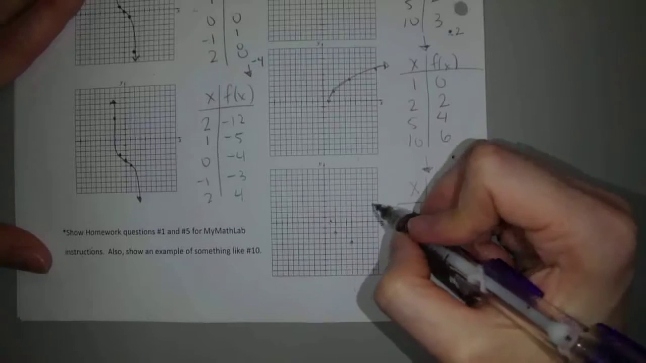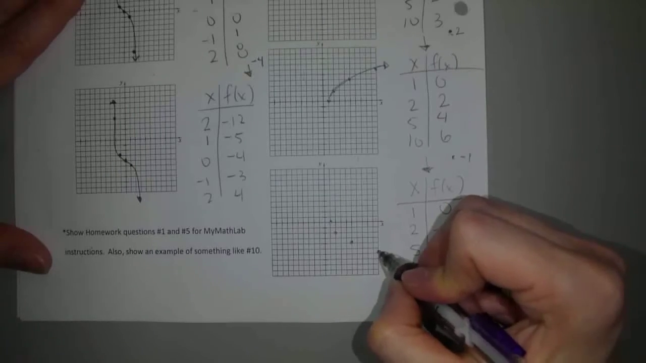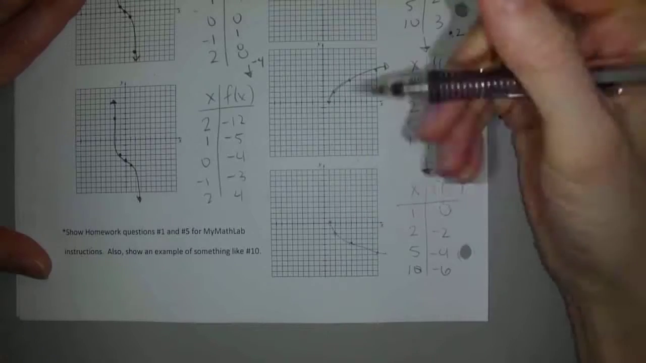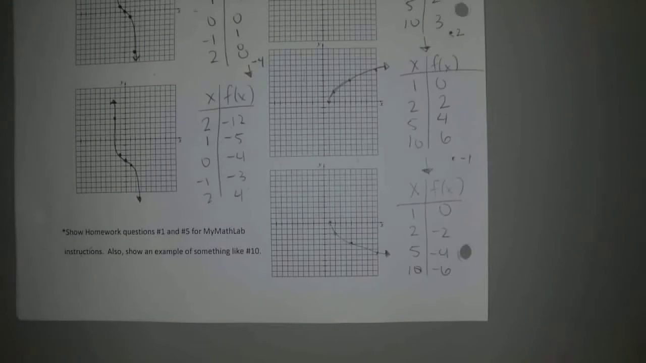And then we were at 10, 6, I believe? So we're going to flip them to 10, -6. Look at all that. And you did it.